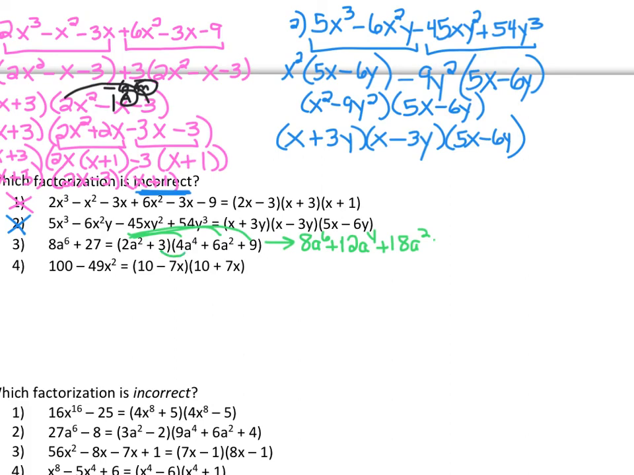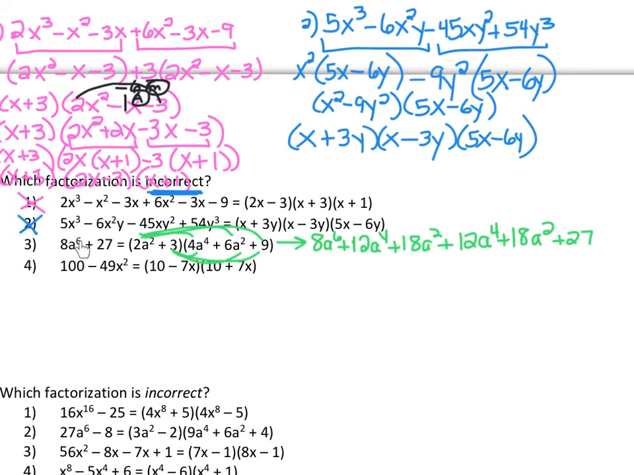So 3 times 4a to the 4th would be 12a to the 4th. 3 times 6a squared would be 18a squared. And then 3 times 9 is 27. All right, it looks like we have a bunch of like terms that combine here. I highly doubt, when we combine these, that we're going to be left with this little binomial right here. So let's just try it out though.